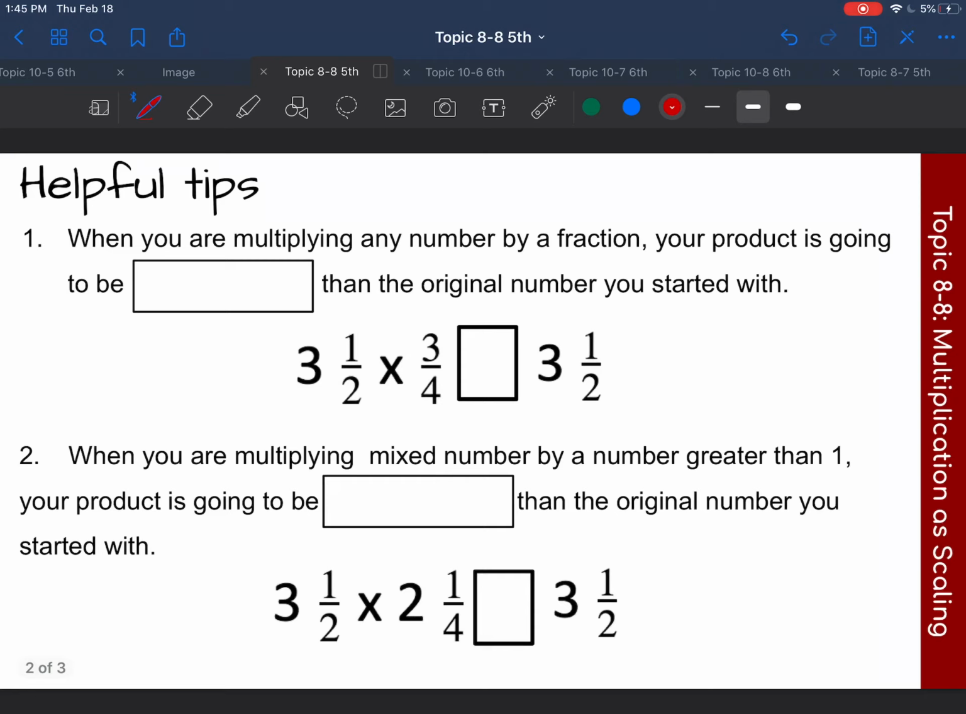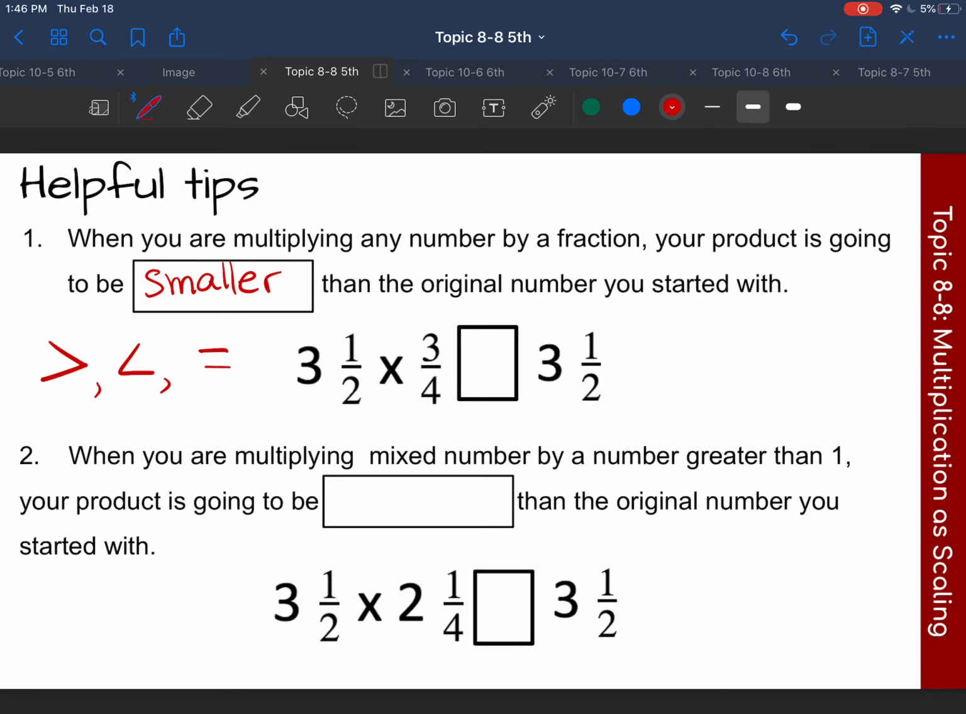So this next page is just some helpful tips. Multiplication and scaling is all about using our knowledge of fractions to figure out what a product may be. Tip 1 says when you are multiplying any number by a fraction, your product is going to be smaller than the original number you started with. Now how we compare these, we're going to use symbols that we've seen before: greater than, less than, and equal to.